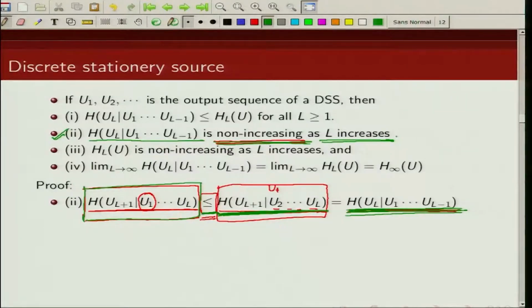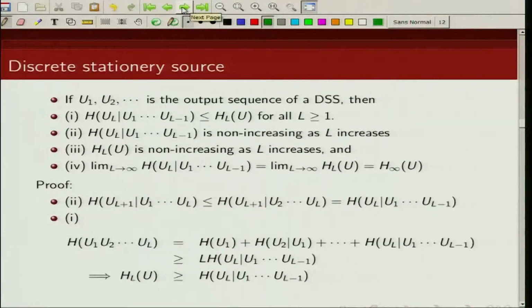Now we are going to make use of this property to prove other properties as well, and that's why I proved property number 2 first. Now let us try to prove property number 1. We can write the joint entropy of U_1, U_2, U_3, ..., U_L using the chain rule. So this is the uncertainty in U_1, plus the uncertainty in U_2 given U_1, plus the uncertainty in U_3 given U_1, U_2, and so on up to the uncertainty in U_L given U_1, U_2, U_3, ..., U_{L-1}.